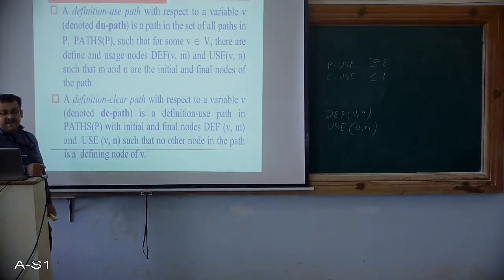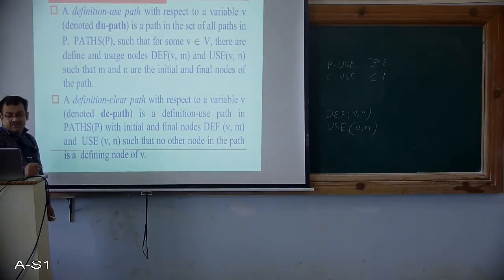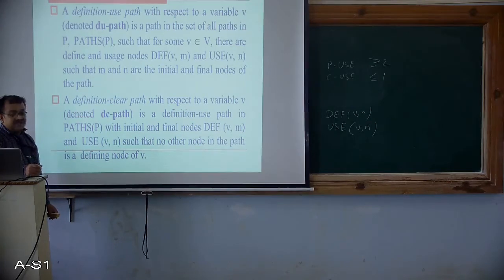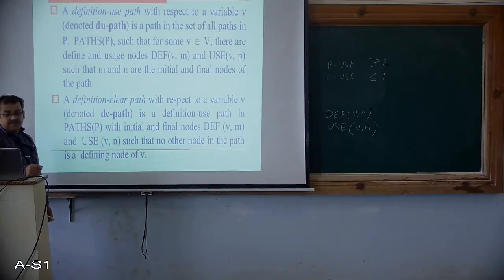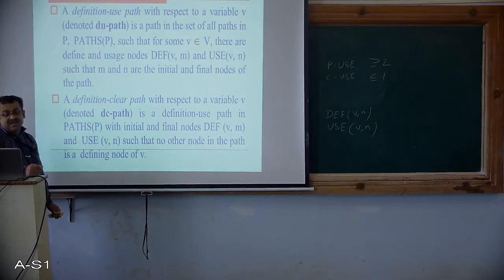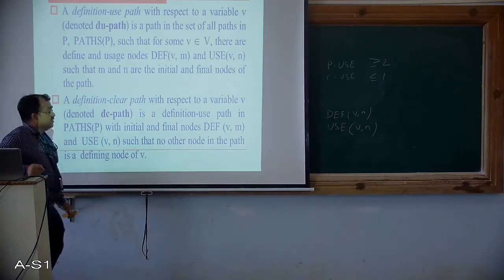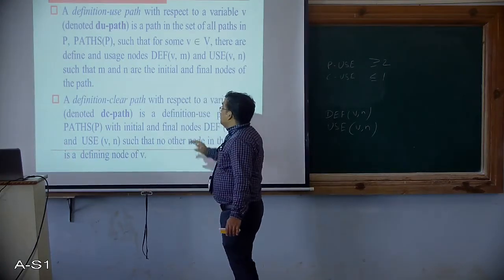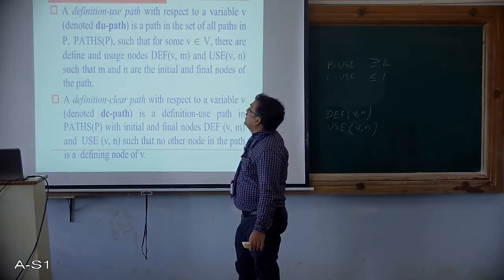Now, there is a definition use path, which is called the DU path. With respect to the variable set V, it is a path in the set of all paths in P, represented by path P, such that for some variable v that belongs to the set V of variables, there are define and usage nodes such that M and N are the initial and the final nodes of the path. That is, when we have a path which is called the definition use path.